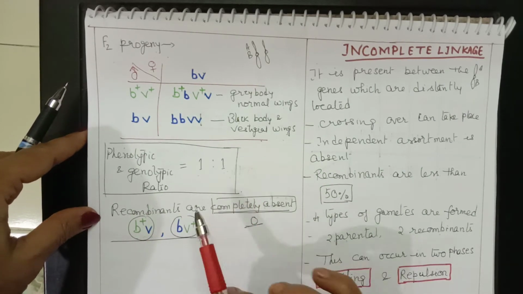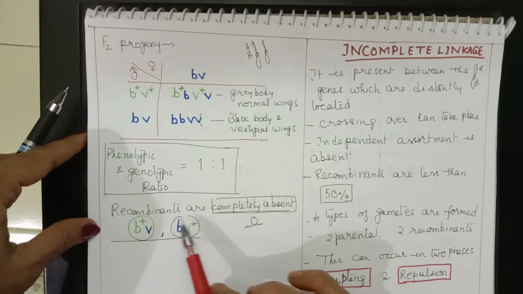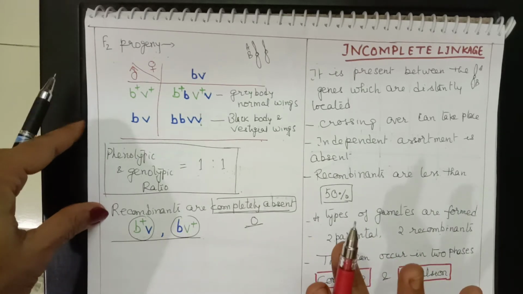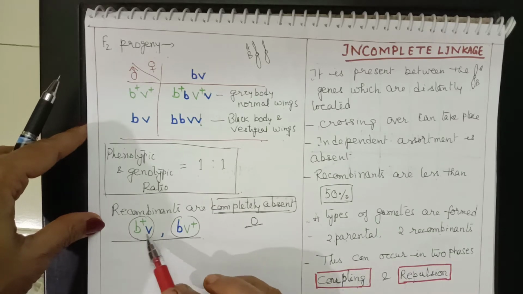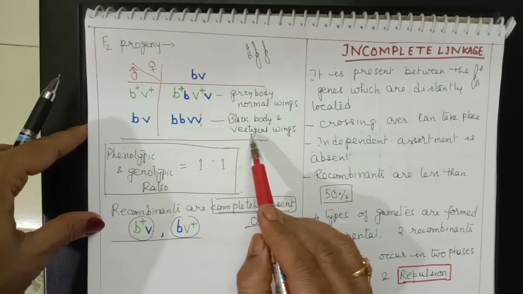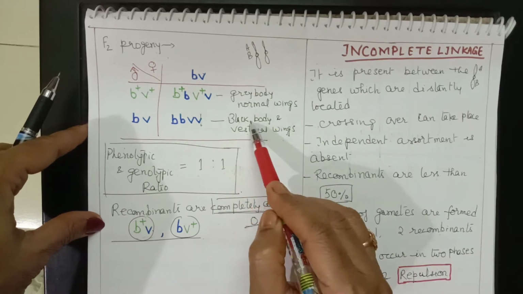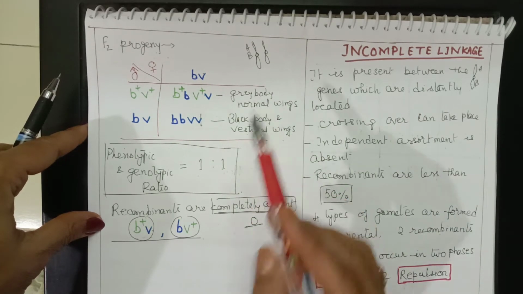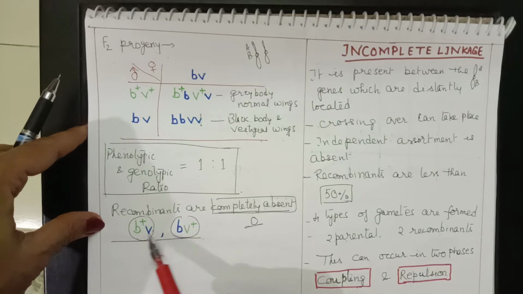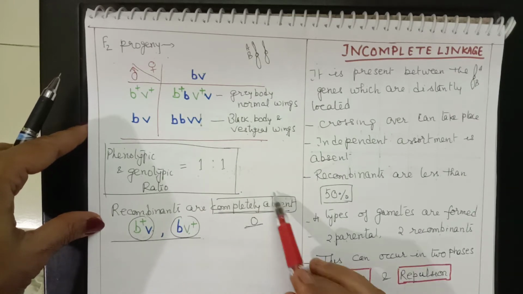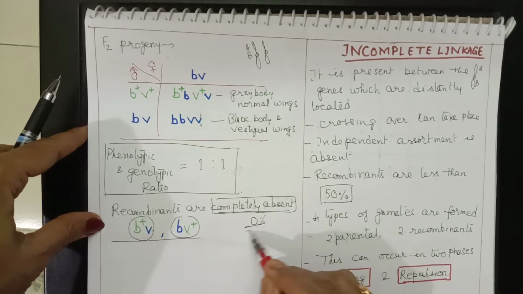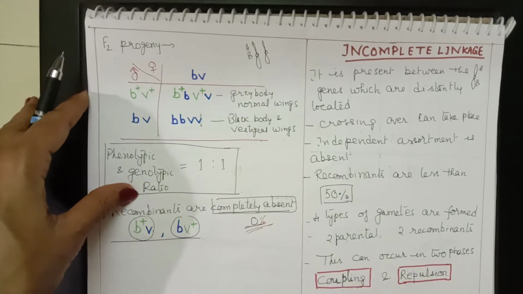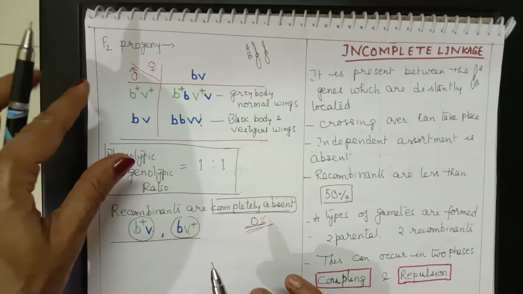So here what we observe is recombinants are completely absent. If we have to represent recombinants, we have to represent like this. So what are recombinants here? Gray body with vestigial wings, black body with normal wings. So this should be the recombinants. But here recombinants are completely absent. 0% of recombinants we find here. That is how we can identify complete linkage.